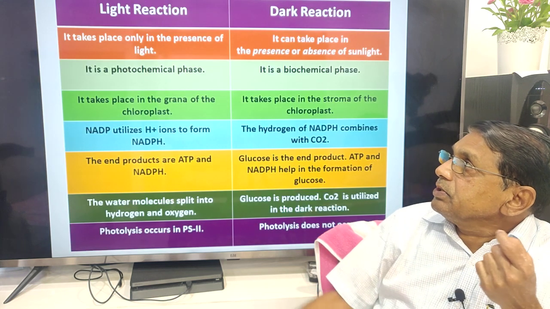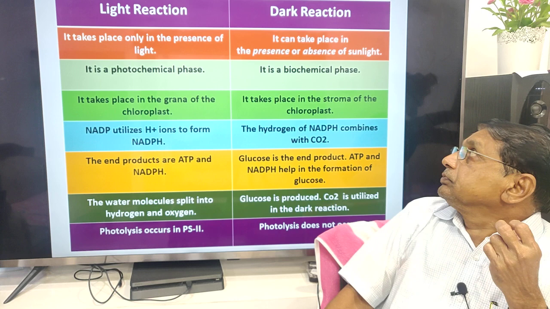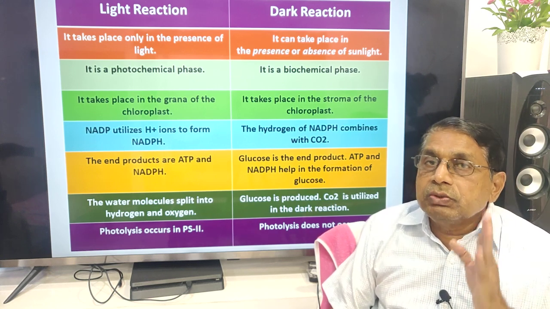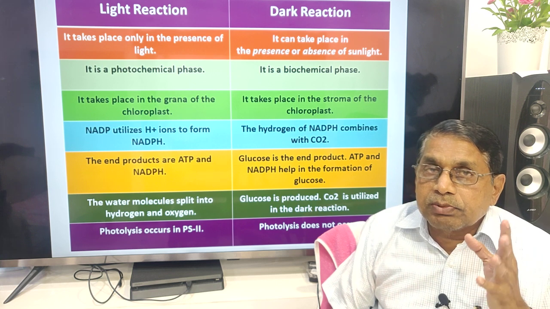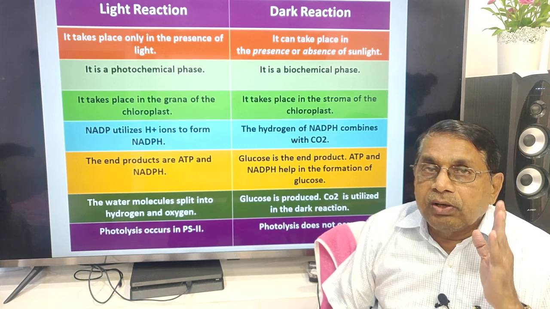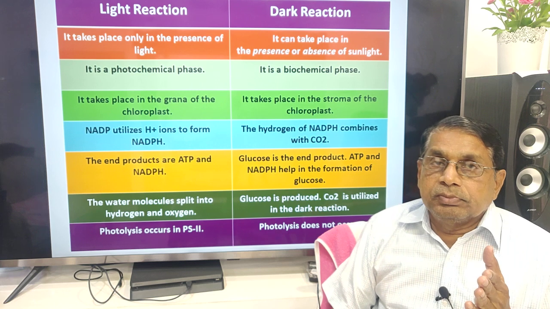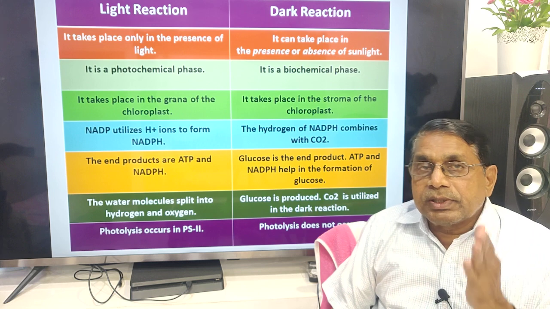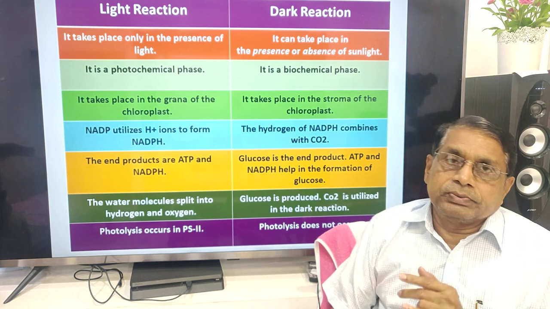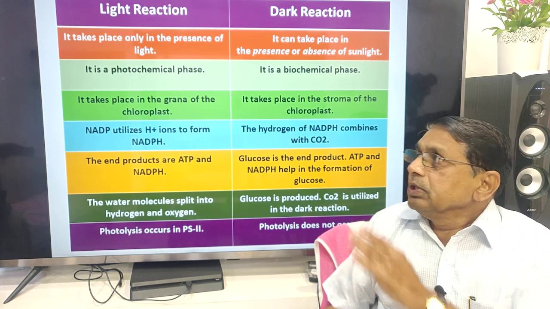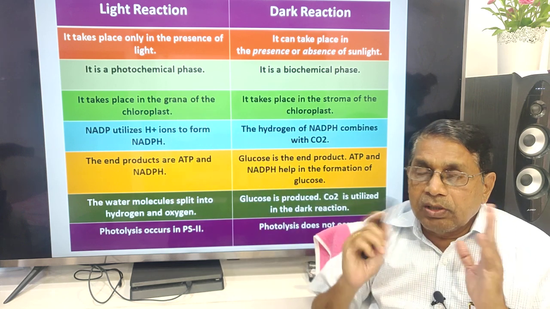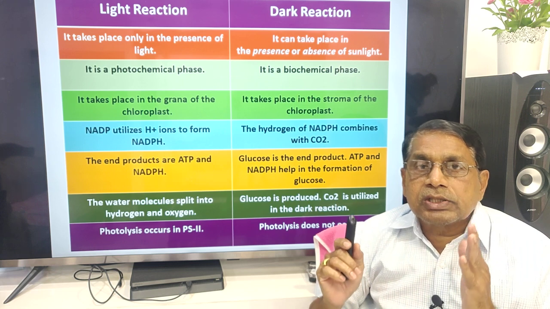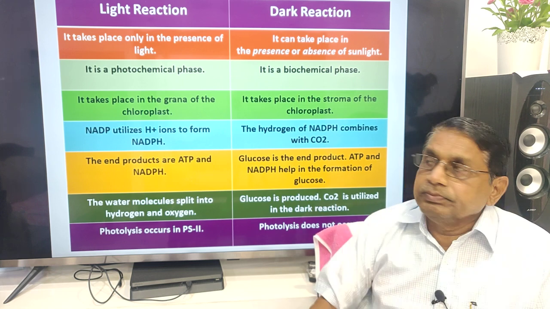Then it takes place in the presence of light. When we say dark phase reactions, it gives the impression that these reactions take place in the absence of light or darkness, but it doesn't mean that. They take place during light, in the presence of light and in the absence of light. In order to differentiate these reactions from the light reactions, they have been called the dark phase, but it doesn't mean that dark phase reactions take place in darkness.